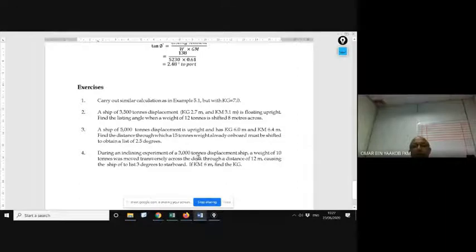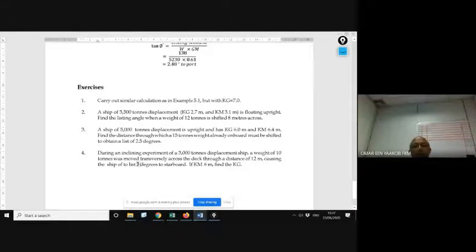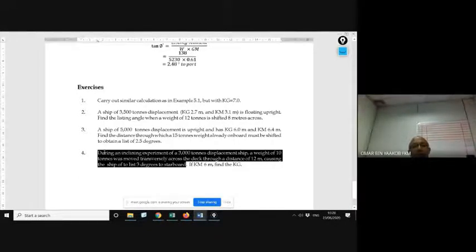So we know the displacement of the ship, we know the weight, we know the distance, and we know the angle that we got, 3 degrees to starboard. So the question is, if KM is 6 meters, find the KG. What does it mean? From this information and the formula, which is the same one here.